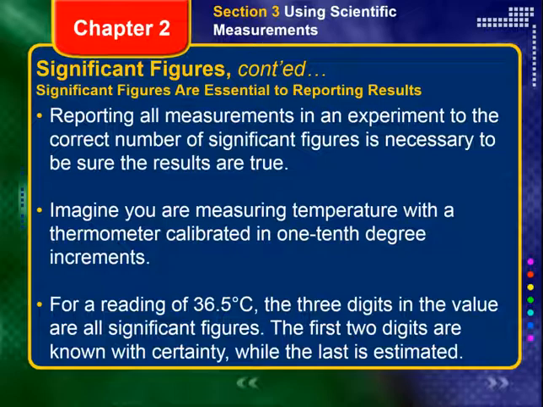Imagine you are measuring temperature with a thermometer calibrated in 1/10 degree increments, right? For a reading of 36.5 degrees Celsius, the three digits in the value are all significant figures. Why? Because remember, we just said that the thermometer is calibrated to 1/10 a degree, so we get the point something. In this case, it's a 0.5. This is the 1/10 spot. So 36.5 degrees, that's three significant figures. The first two digits are known with certainty, and the last digit is estimated. Three significant figures, two are known with certainty, the last one is estimated.